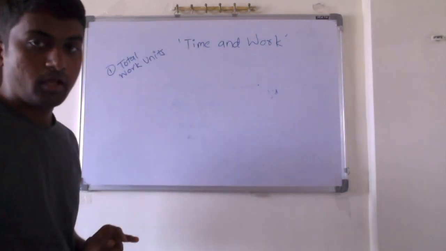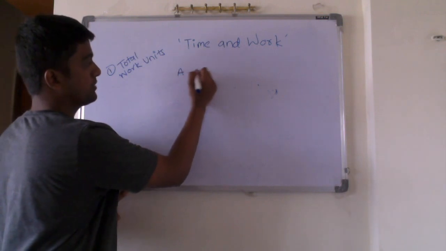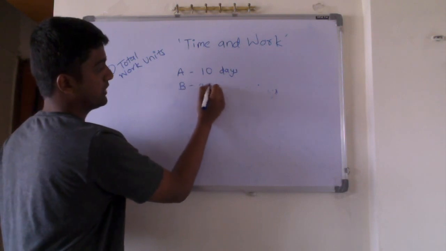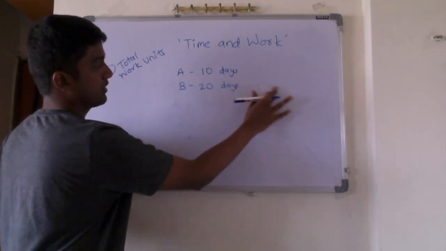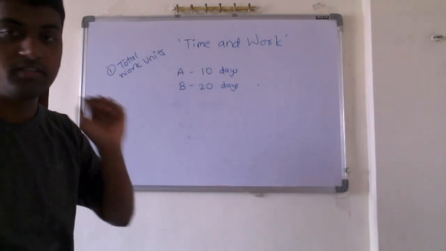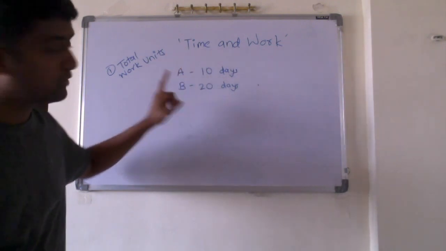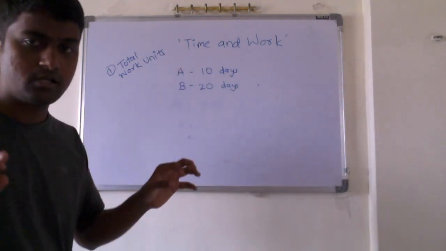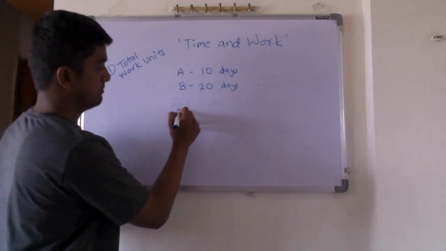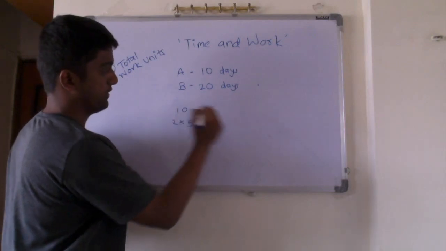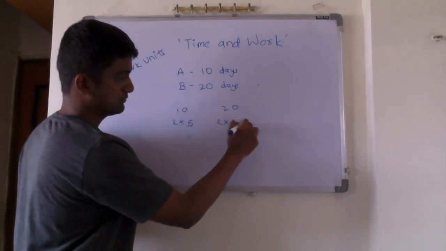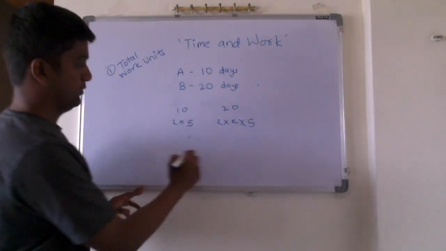Total work units. For example, A completes a piece of work in 10 days. B completes a piece of work in 20 days. A very important concept which will be used here is the concept of LCM. What is the LCM of 10 and 20? As we discussed, we'll split the numbers into products of the smallest numbers possible. For 10 it is 2 into 5. For 20 it is 2 into 2 into 5.